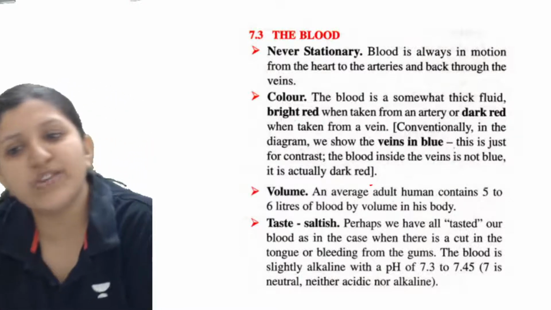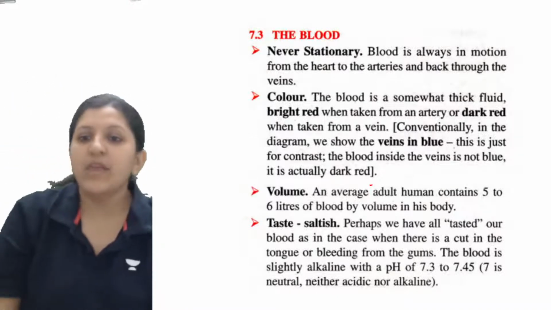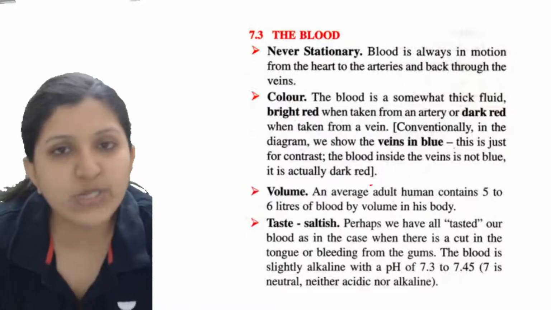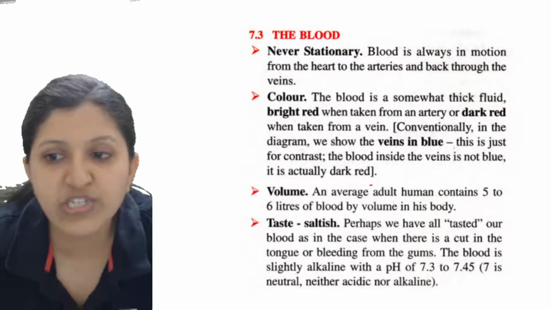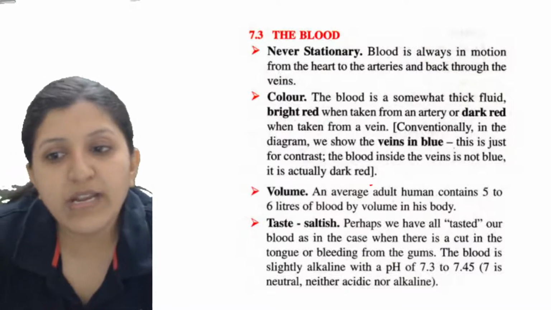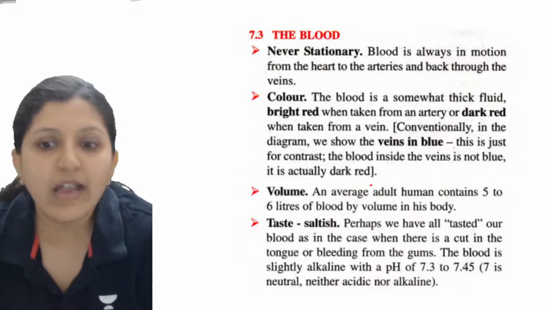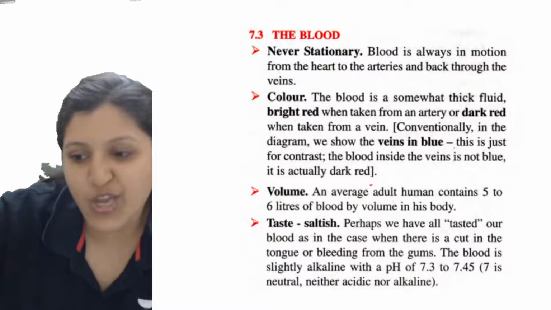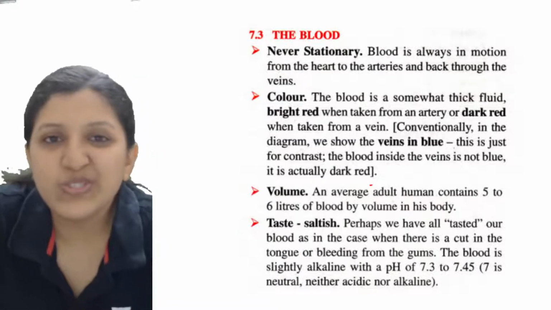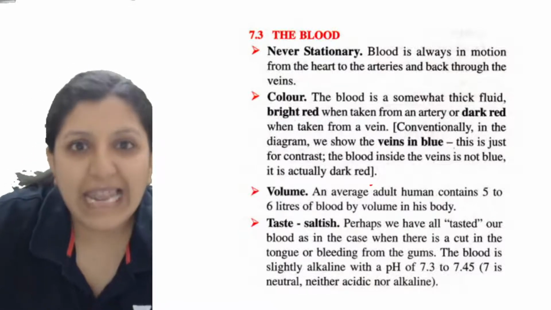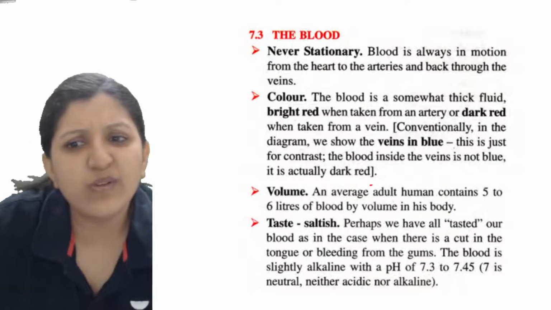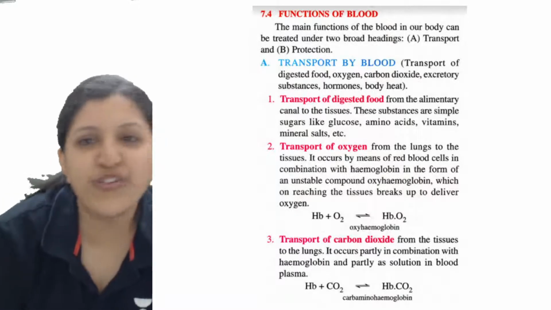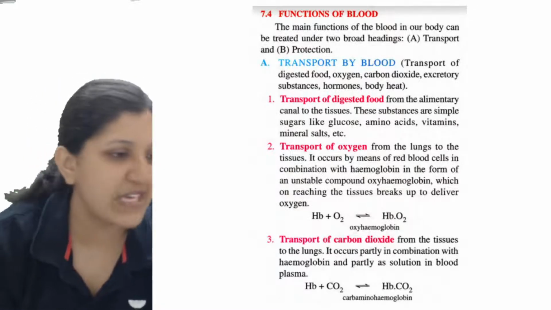Okay, and for an average adult human, the blood quantity can be up to 5 to 6 liters, which is going to vary between male and female. The taste of this is going to be saltish. We have all tasted our blood, as when there is a cut in the tongue or bleeding from the gum. So you might have tasted your own blood. It will be somewhat metallic, or somewhat saltish.